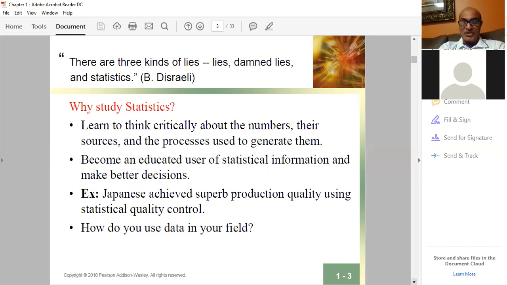Become an educated user of statistical information and make better decisions. Why statistics? To become an educated user of statistical information and make better decisions. For example, Japanese achieved super production quality using statistical quality control. How to use data in your field. Suppose you are given some data and you are looking for something, how to make proper use of those data in your particular field. So that is the importance of statistics. That's why we want to learn statistics.